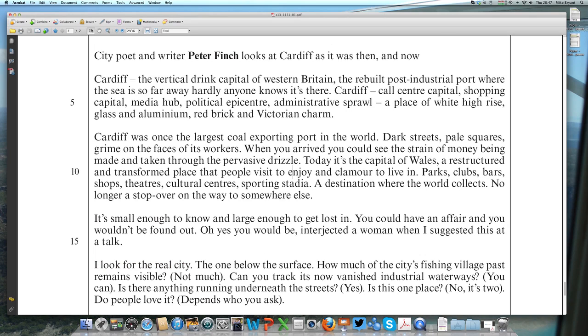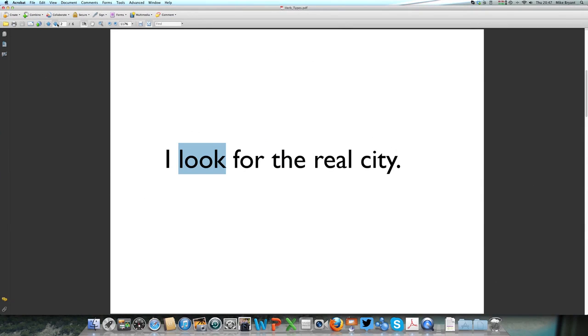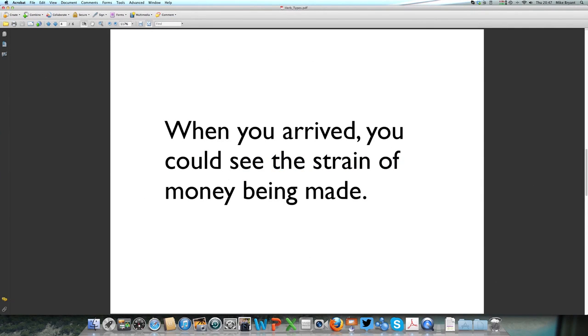I'm going to move to a different part of the passage now to look at how verbs are used in the past. And this paragraph, the second paragraph, describes Cardiff's history, showing the writer's attitudes that Cardiff is a place that's been affected by significant change. Here's a sentence: "When you arrived you could see the strain of money being made." And if you represent that sentence, you'll see that the structure of that sentence is a little different.